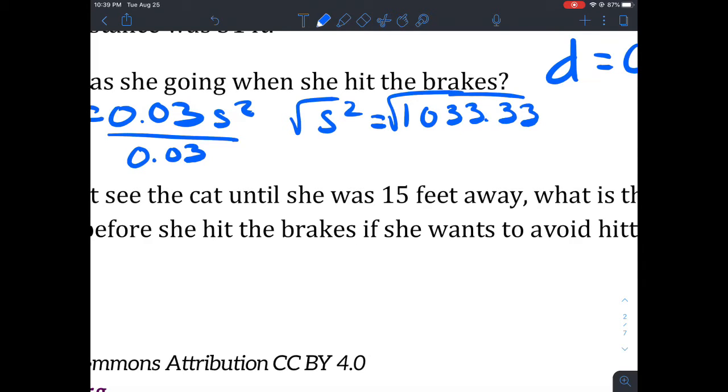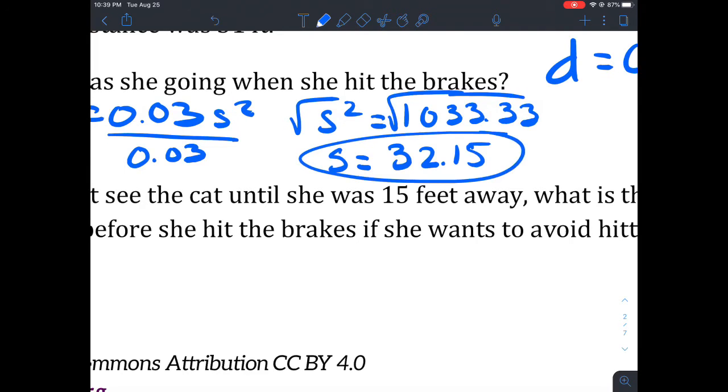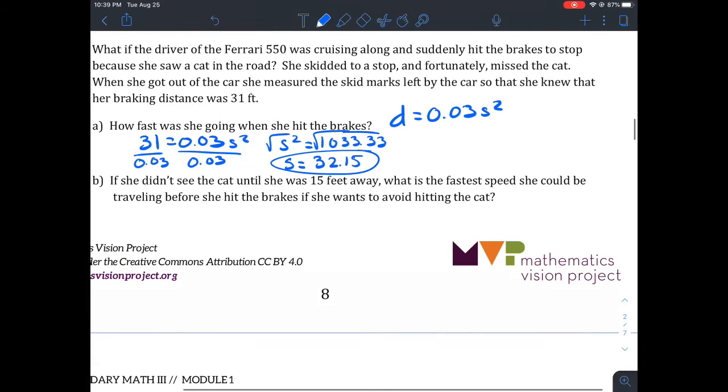Now, usually when you take the square root, you have to do that plus minus. But we've already pointed out that the domain and range of this function both have to be greater than 0. So because of that, we don't have to do the plus minus in this case. So we end up with 32.15. And really, if you think about it, it makes sense because you don't want a negative miles per hour. That just doesn't make sense in the context of the problem. All right, so that would be our speed there.